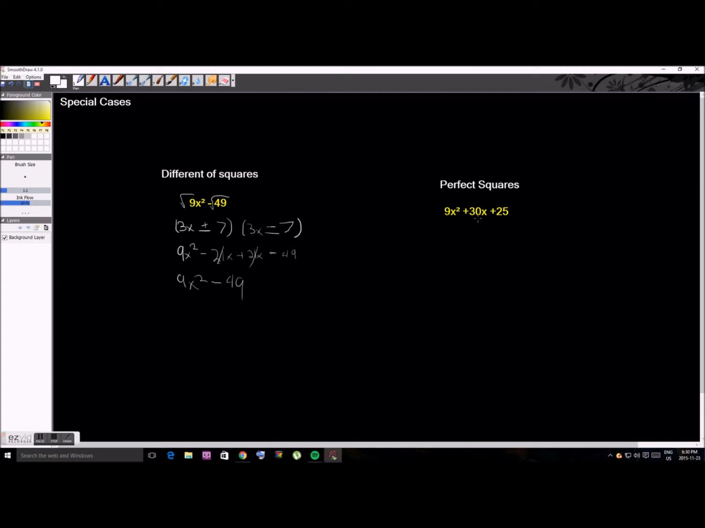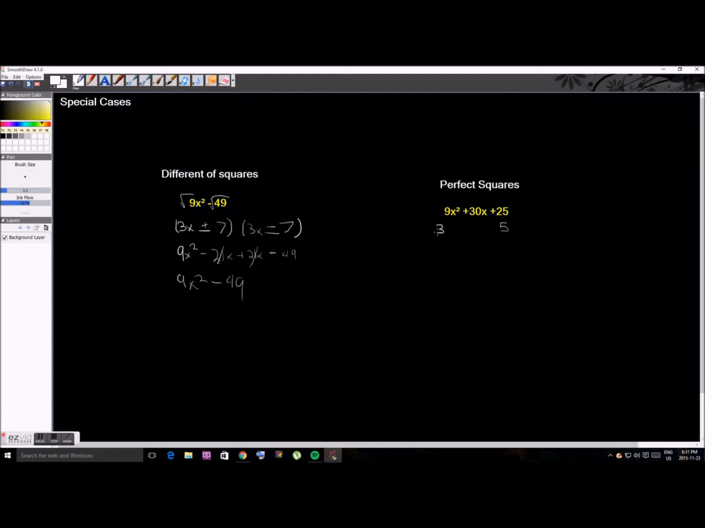Now, to check if this is a perfect square, what we are going to do is we're going to get this 3, we're going to multiply by the 5. So 3 times 5 equals 15. Okay, but we're not done yet. Now we're going to multiply by 2. So 15 times 2 equals 30. Now if you look here, this is also a 30. So it's matching. So we can see that that's obviously a perfect square.